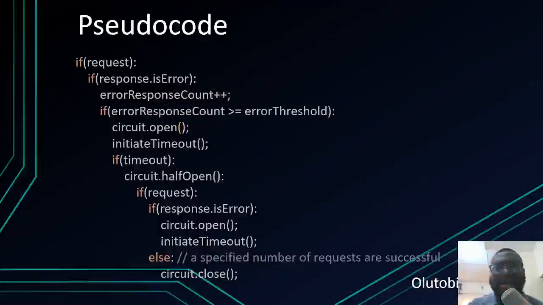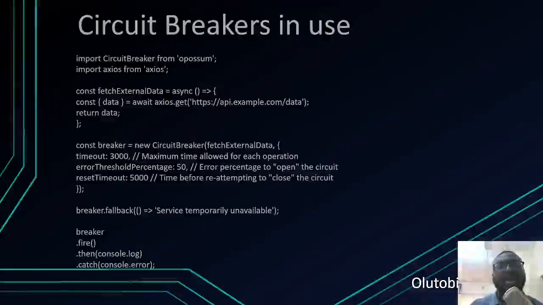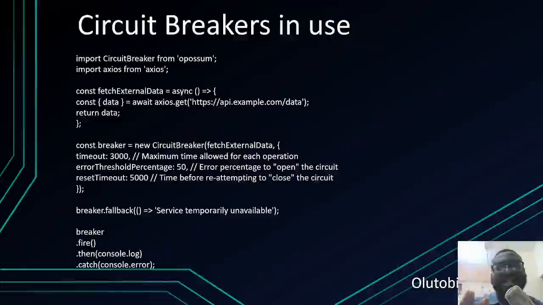So you understand the mechanics behind the circuit breaker. Basically, it is not too much. We can code our own circuit breakers, but it is probably best if you use a well-tested service or a well-tested package for your circuit breakers. Now, this is an example of using Opossum. We import Opossum, the circuit breaker, and we import Axios from Axios.